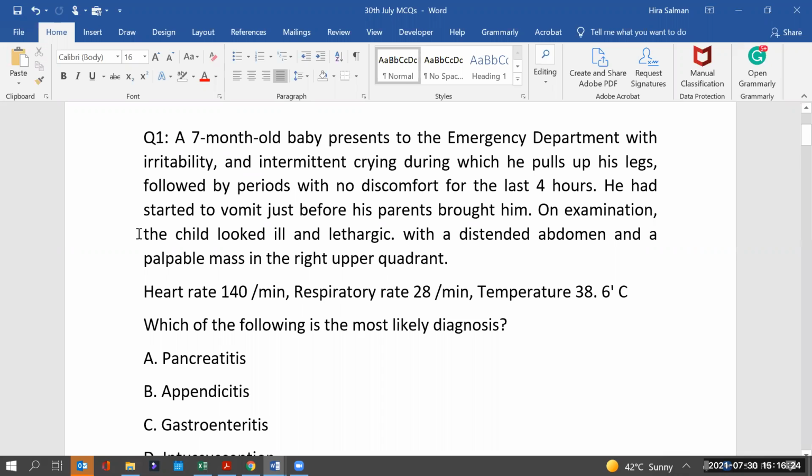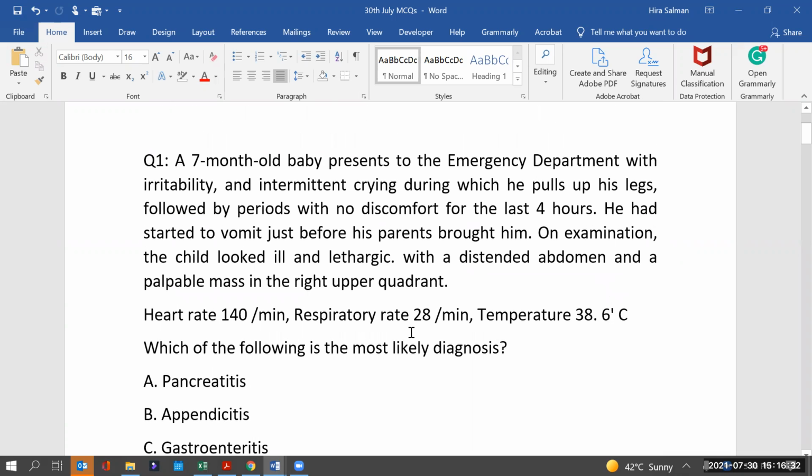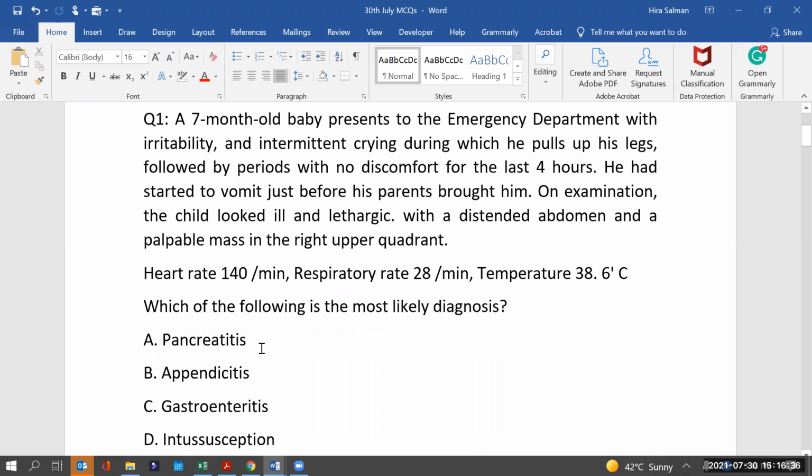So what can you think? Heart rate is okay, because in babies heart rate is usually high. Temperature is 38.6 degrees and respiratory rate is okay. Which of the following is the most likely diagnosis? Do you think it's pancreatitis or appendicitis or gastroenteritis or intussusception? See, if it's gastroenteritis, the baby must be having diarrhea as well. So there is no history of diarrhea mentioned here.